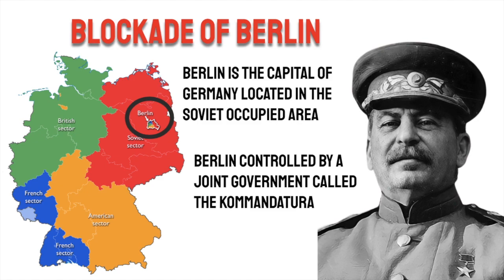That gets us to the first kind of crisis that we're going to see here in the Cold War. So containment so far has worked. We've got the Truman Doctrine, we've got the Marshall Plan. Well, now we're really going to put it to the test in what's known as the Blockade of Berlin.